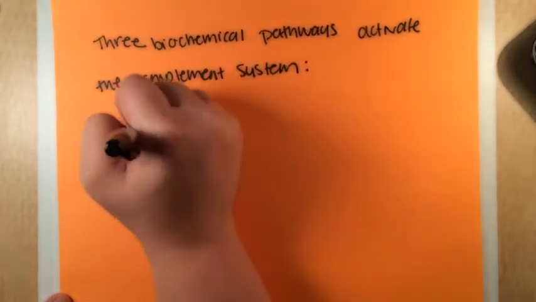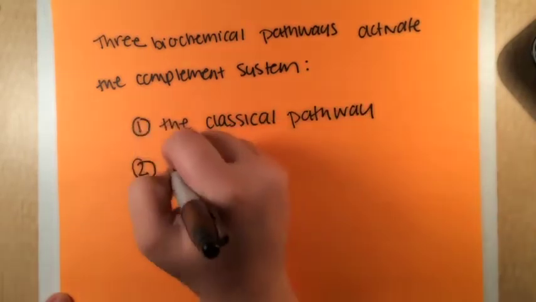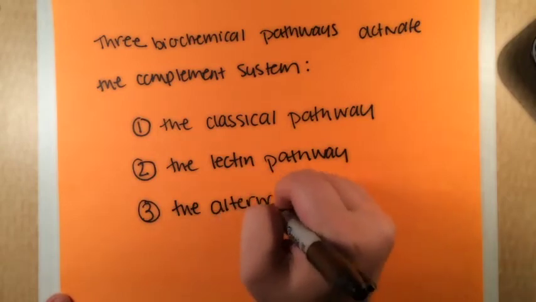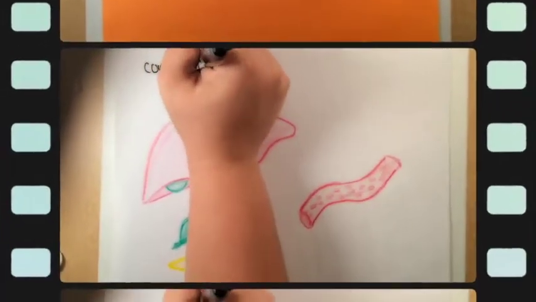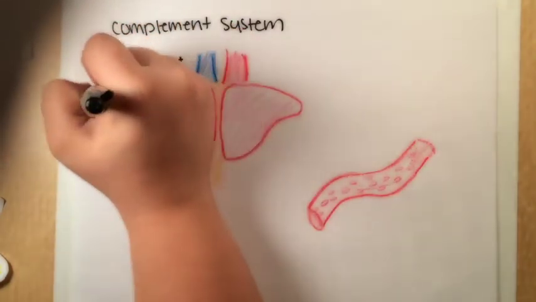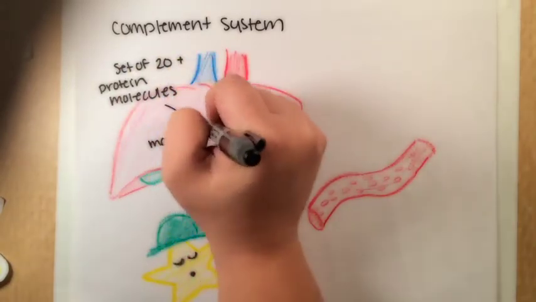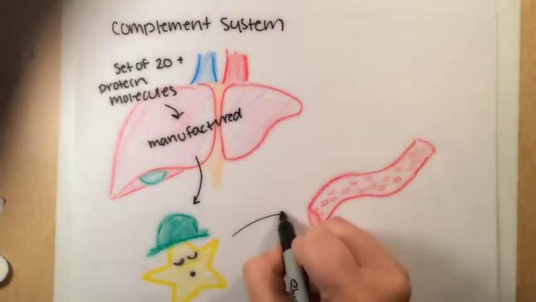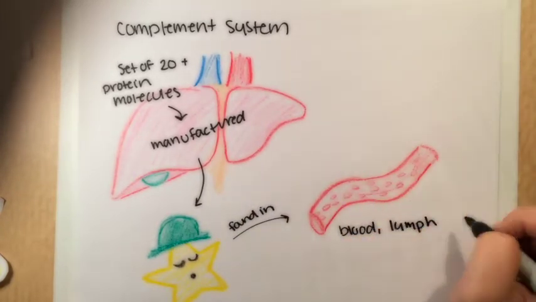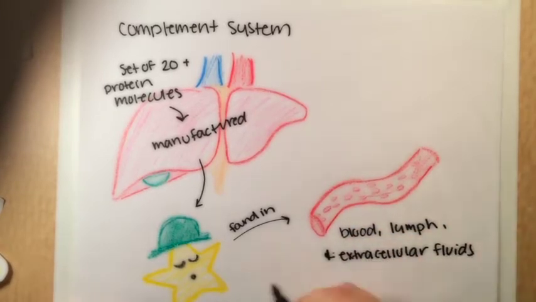Three biochemical pathways activate the complement system: the classical pathway, the lectin pathway, and the alternative pathway. The complement system is a set of over 20 different protein molecules manufactured in the liver and can be found in the blood, lymph, and extracellular fluids as inactive precursors.